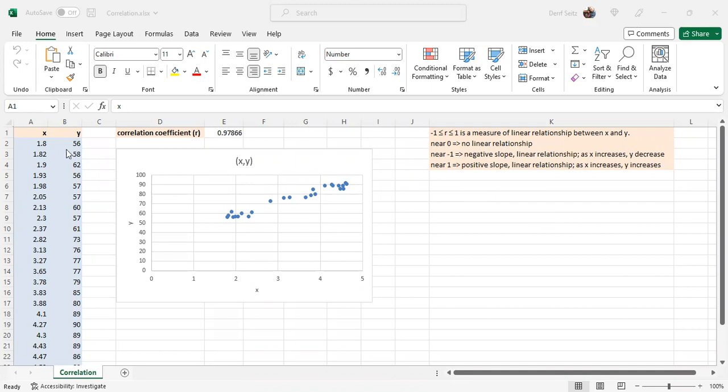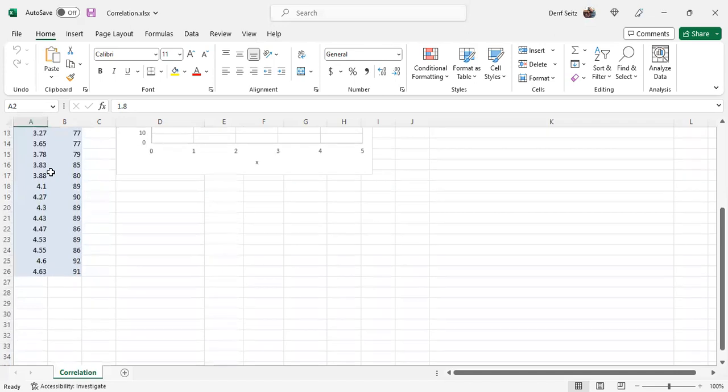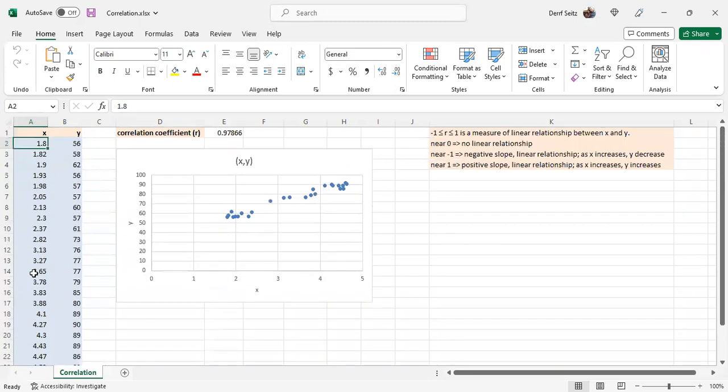This spreadsheet input is two columns of X and Y values. Each row makes an ordered pair. In the default setup here, there are 25 ordered pairs.